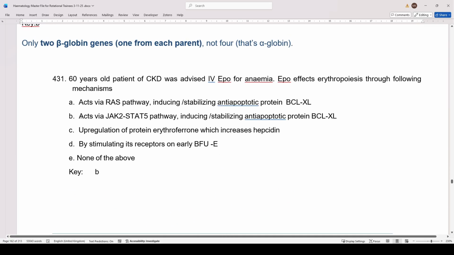So here, just go back. What is the mechanism of EPO? EPO acts via the JAK-STAT pathway, inducing or stabilizing the anti-apoptotic protein BCL-XL. So this option is correct for EPO.